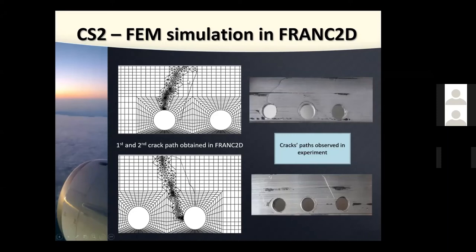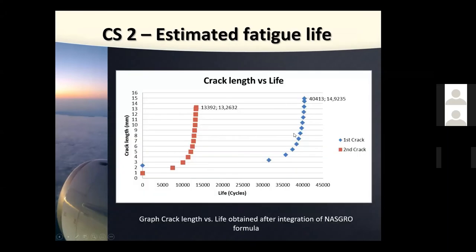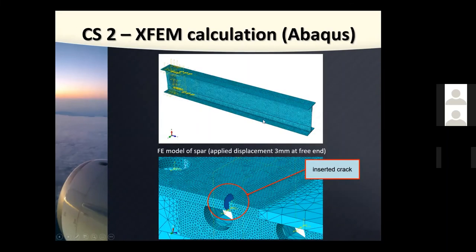Because you can see here in this image, you can see the mesh on this layer, but you can see here this line, this is the crack on the third layer. And here it's the inverse picture. So these are the crack paths observed in the experiment, so very similar to this. And then using the Nasgro equation and integration of the Nasgro equation, I estimated the life of these cracks along these spar caps when they move.